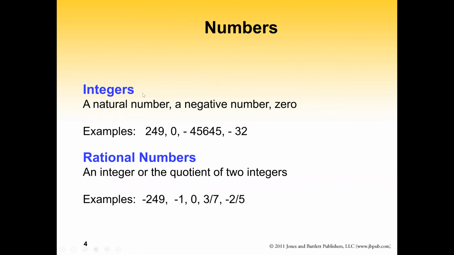Then we also have integers. Integers are natural numbers, and they can also be negative numbers or 0. So integers basically are whole numbers. Examples would be 600 or 0 or negative 600. Then the rational numbers normally look like a quotient, a division, most of the time. So here we have a rational number 37 or negative 2/5. Also, it can be negative 1 or negative 249.